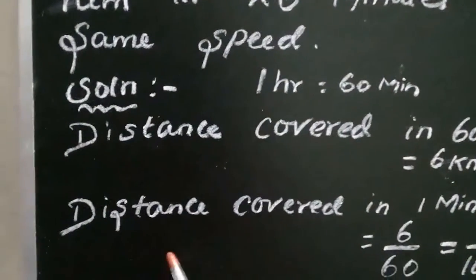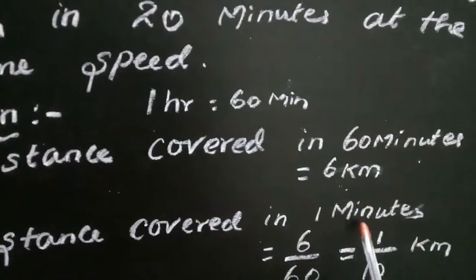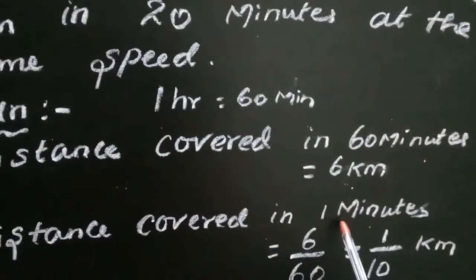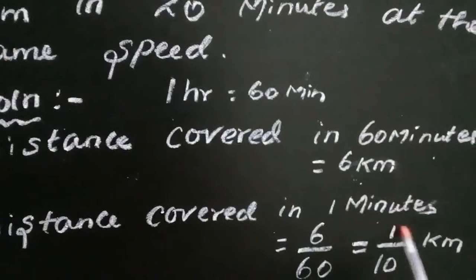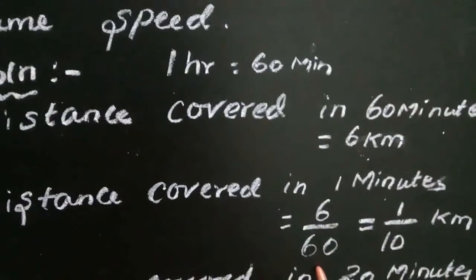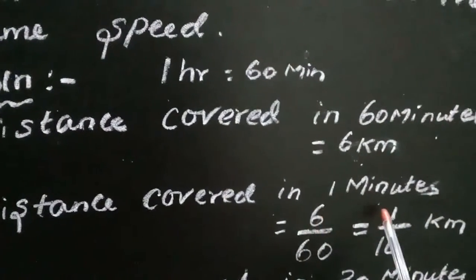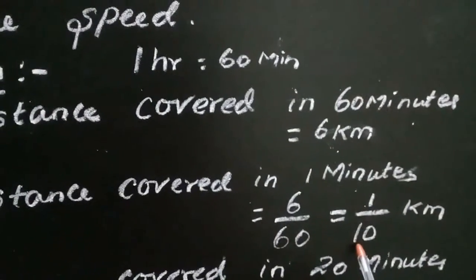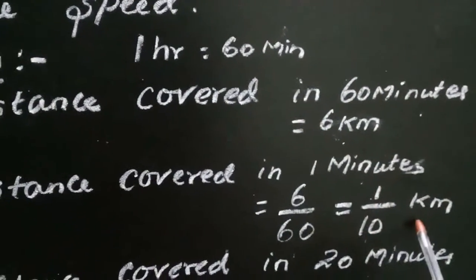First we have to find the distance covered in 1 minute. So in 60 minutes the distance is 6 km. We have to find the distance covered in 1 minute. 1 minute equals 6 divided by 60. So in the 6 table, 6 ones are 6, 6 tens are 60. Therefore, 1 by 10 km.